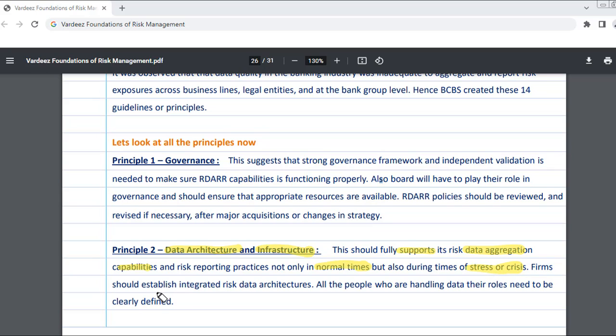Firms should establish integrated risk data architecture. It is recommended that they have integrated risk data architectures across all the business lines. All the people who are handling data, their roles need to be clearly defined. Alright, so this is another thing that has been recommended.